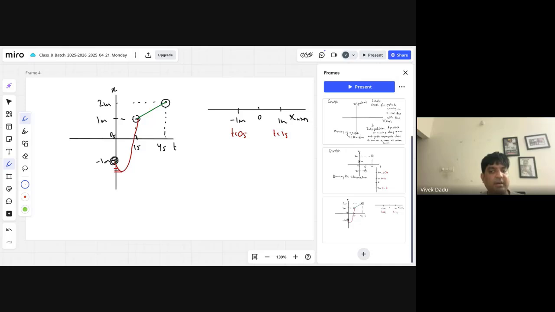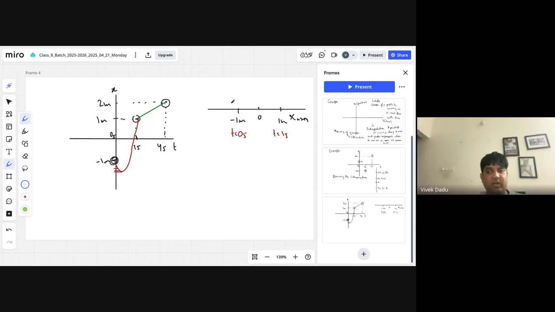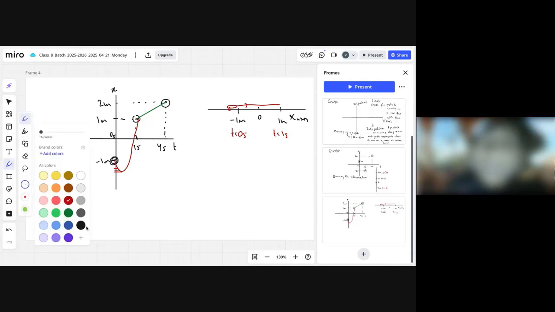Initially, what did it happen? So first he went back, then he went forward. So now I can draw in red, right? In reality, he has moved in a straight line, somewhat like this. First he went back, then he came forward. Okay. Yes, sir. What happened between 1 meter and 2 meter? So he went in a straight line.